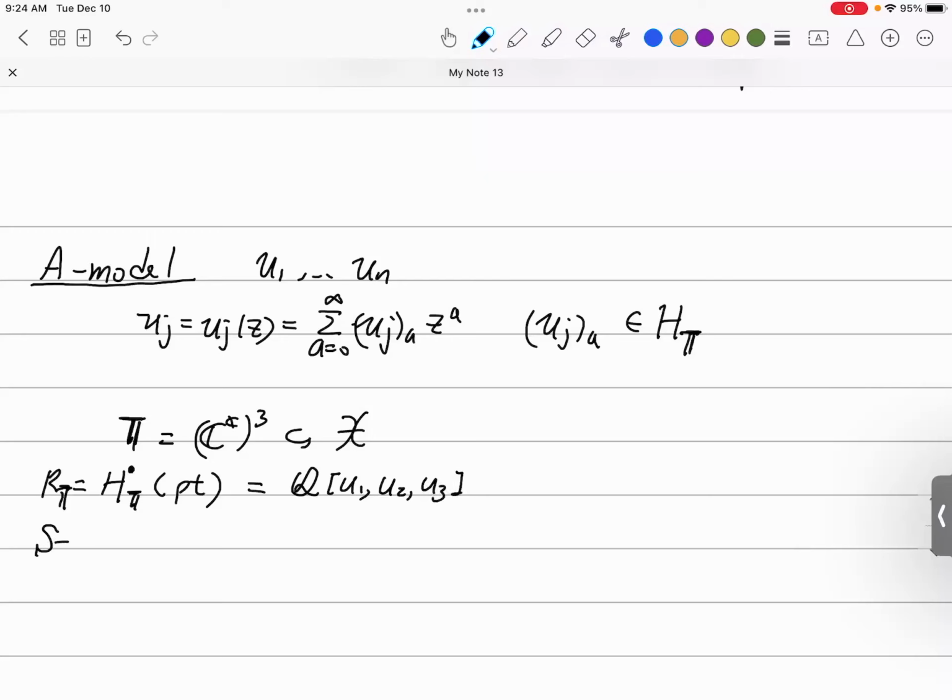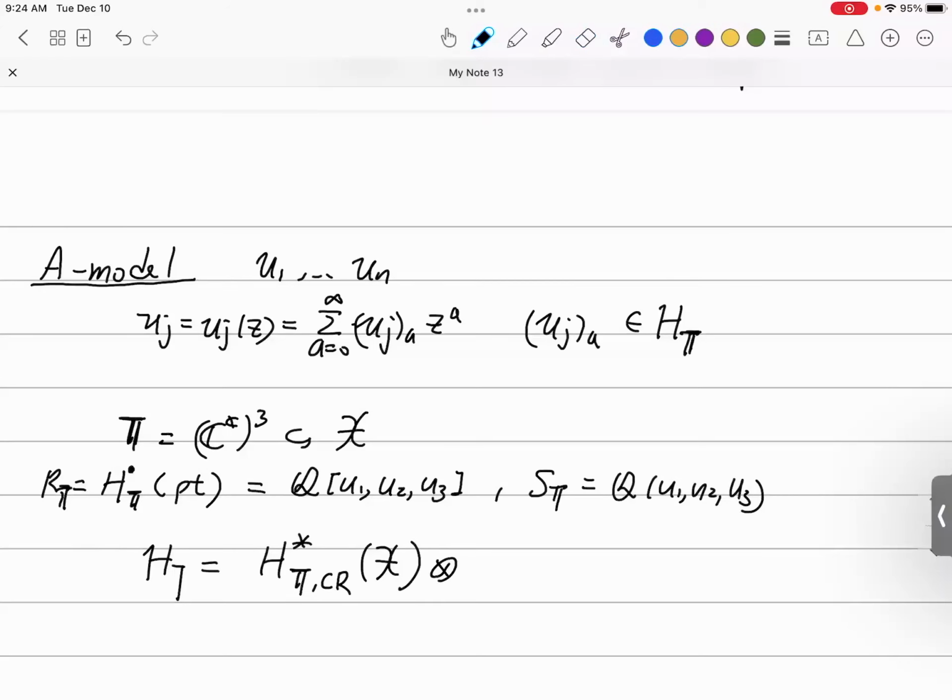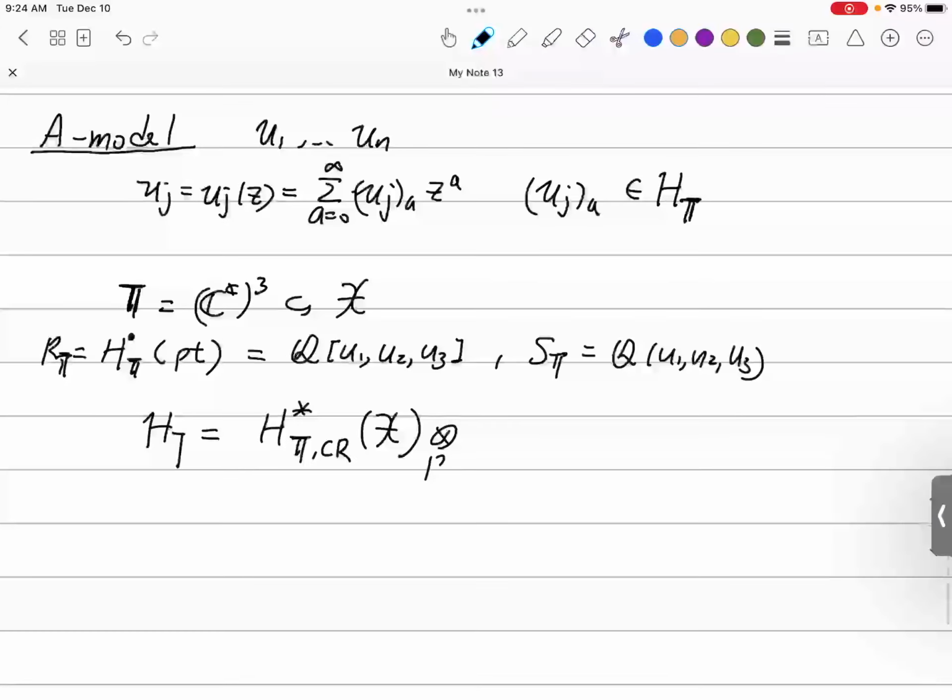And then let S_T be the fraction field of R_T. So this H_T is the T-equivariant Chen-Ruan cohomology of X, which we defined last time. And so it's a module over this R_T, and we tensor by the fraction field.